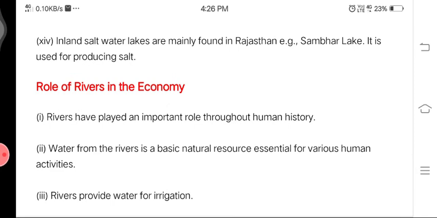Role of rivers in the economy. So now we talk about the role of rivers in the economy. What is the importance of the river in the economy? Rivers have played an important role throughout human history. Water from the rivers is a basic natural resource essential for various human activities.